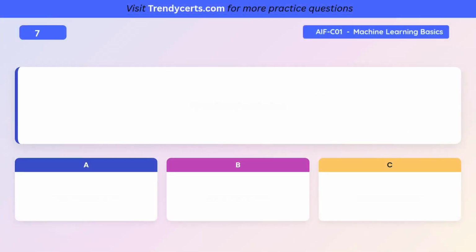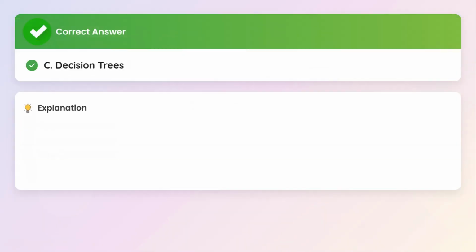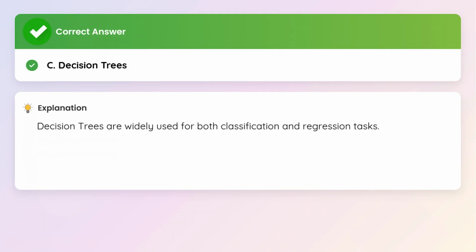Here's another one on ML basics. Which algorithm is commonly used for classification tasks? A. Linear regression. B. K-means clustering. C. Decision trees. The correct answer is C. Decision trees. Decision trees are super versatile and are a popular choice for classification, which is basically sorting things into categories. Think of it as a flowchart of yes, no questions that leads to a final category.